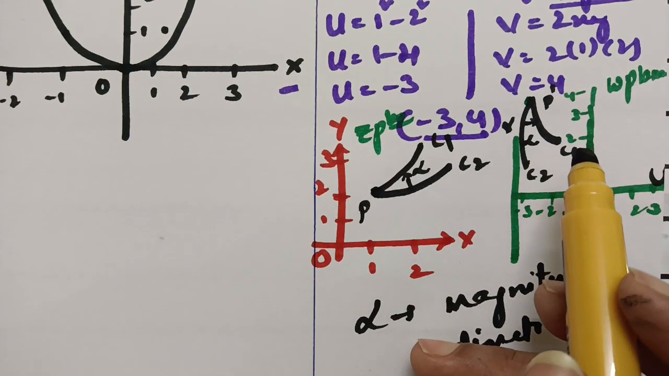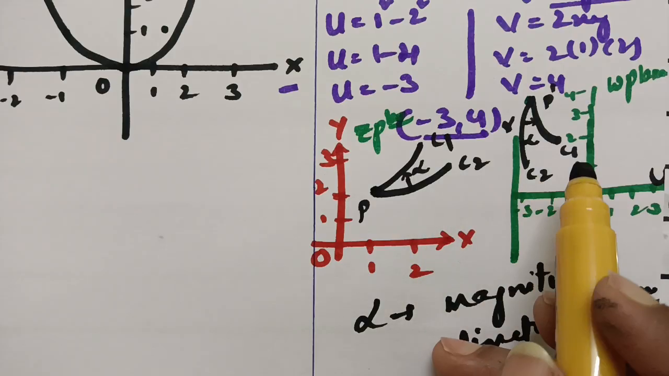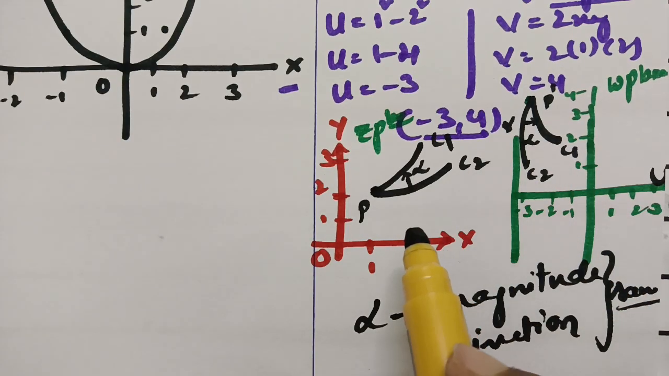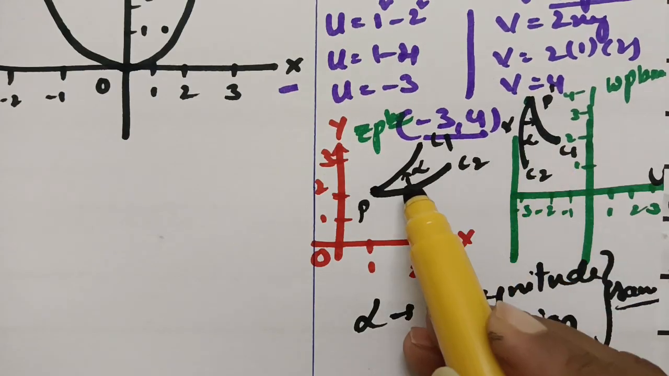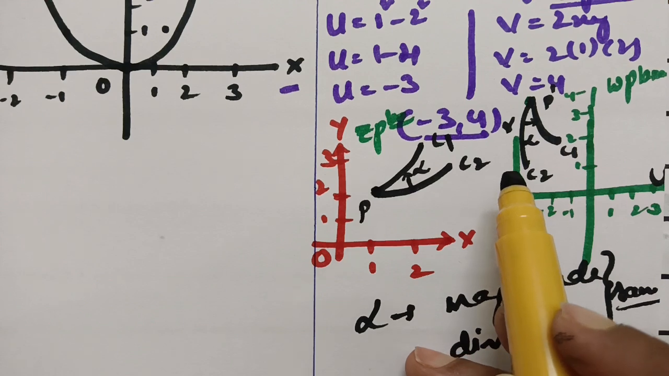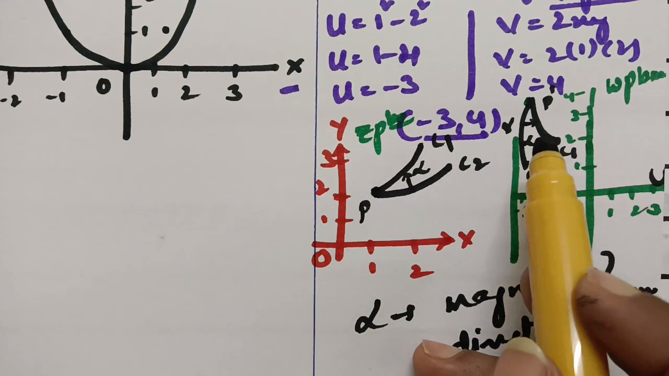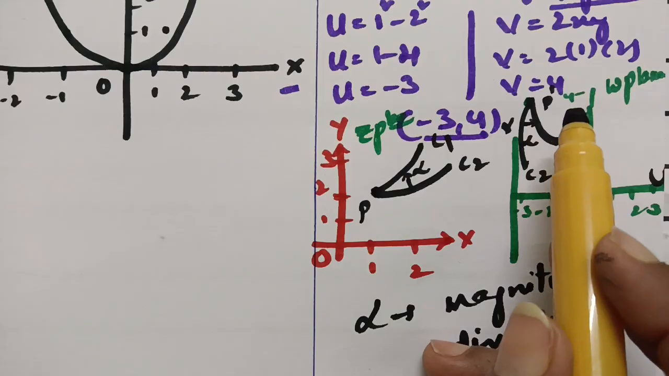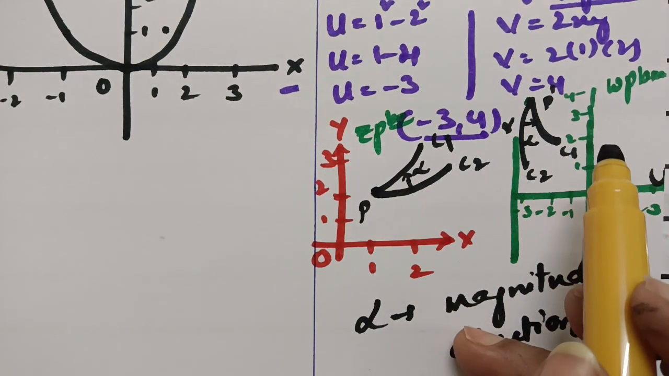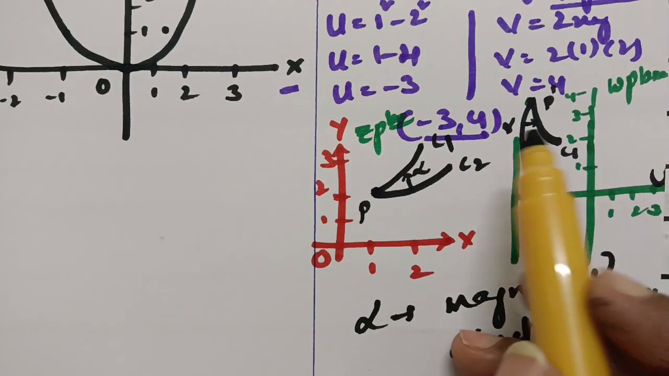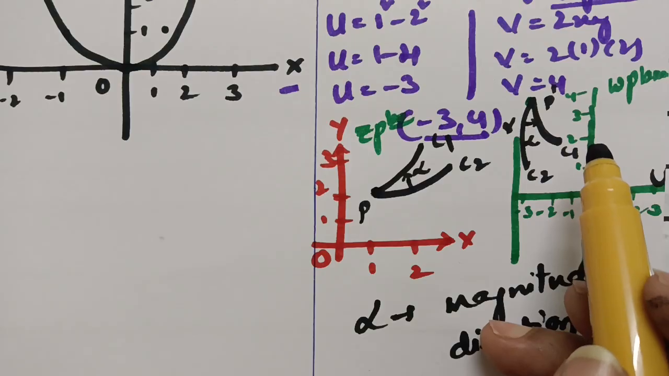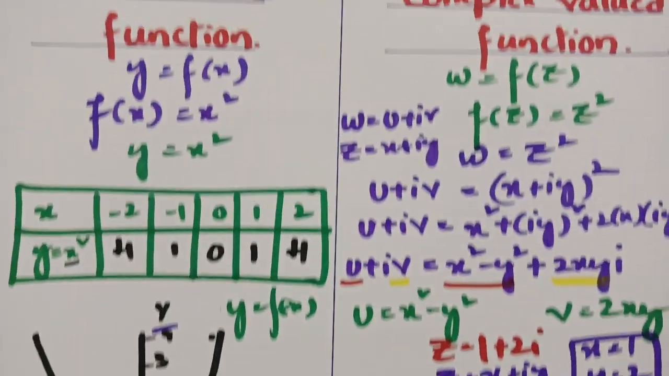And here is another point, that when we say that this mapping or transformation is a conformal mapping, the angle made by the two curves will have the same magnitude and the same direction. The direction here should be anti-clockwise, and it should maintain the same magnitude. Then we say that this type of mapping is called a conformal mapping. So here is a clear-cut idea on conformal mapping.